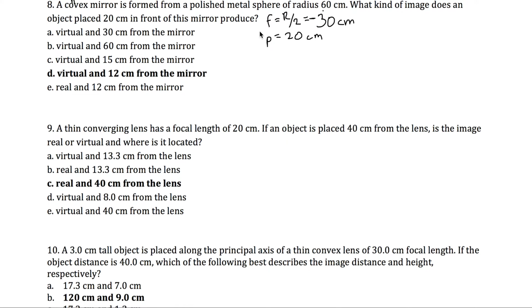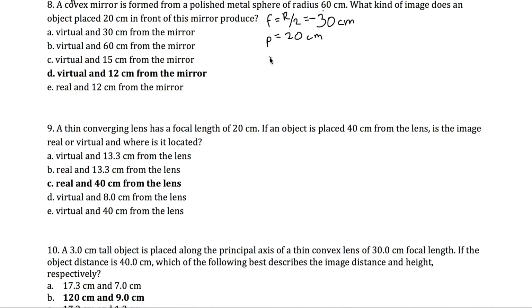So there are two ways to solve this problem. We could use the equations and see what we get for Q. If we get a positive Q, that's a real image. If we get a negative Q, then that's going to be a virtual image. So let's do that. With these two numbers, we can solve for Q.